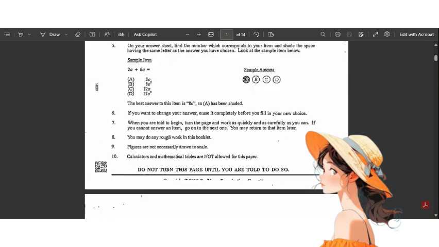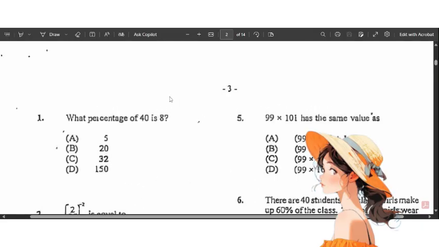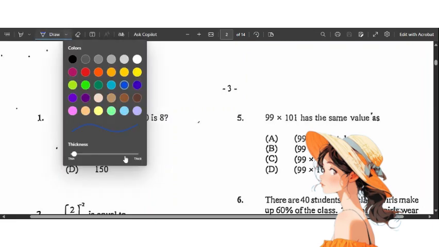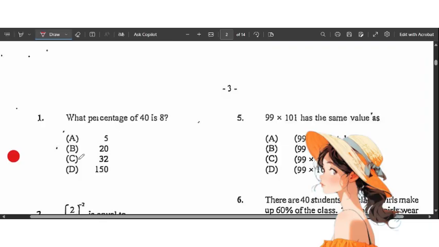So let's start the 2020 paper 1. As you could see here, this is the same repeat question from the same paper that we were doing. So you don't need to think a lot on it. This is a repeat question. So you guys could see the trend. As we did state explicitly, what percent of 40 is 8, that would be 20.